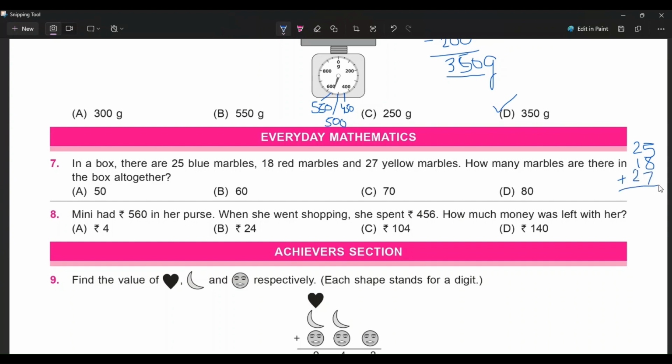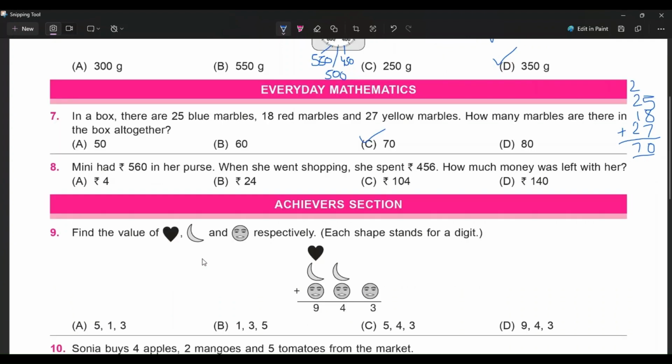Let's add all these. 5 plus 8, 13. 13 plus 7, 20. 2 carry 0. 2 plus 2, 4. 4 plus 1, 5. 5 plus 2, 6, 7. So 70 is our answer. Option A, 50 wrong. Option B, 60 wrong. Option C, 70 is the right answer.